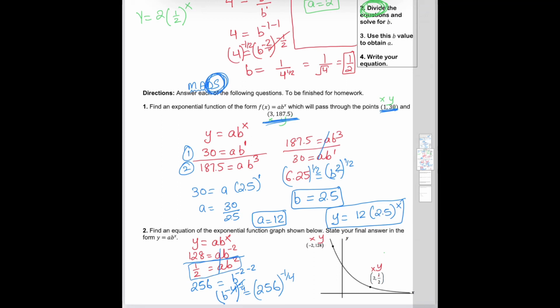I would use the second equation. I can use any of these two equations, equation 1 and 2. I just like to work with positive exponents, so we can do that, right? So I'm going to do 1/2 equals a times 1/4 to the second, right?